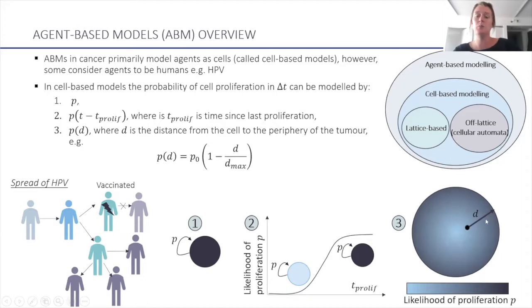In addition, lots of people look at modeling the probability of proliferating as a function of the distance from the periphery of the tumor edge. So like I mentioned before, with quiescence, we know that cells towards the center of the tumor might not proliferate as often. So a lot of people model proliferation as a function of that distance to the nutrient source or the tumor periphery.